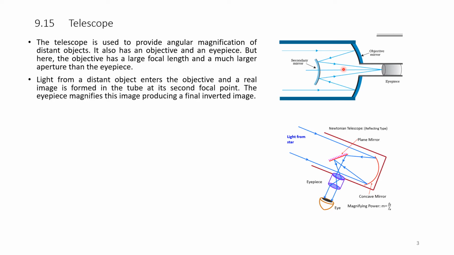Light from the distant object enters the objective, and a real image is formed. See, this gets reflected from the objective mirror and falls on the secondary mirror, and then again from here it is reflected and it is seen at the eyepiece. So, the light from the distant object enters the objective and a real image is formed in the tube.